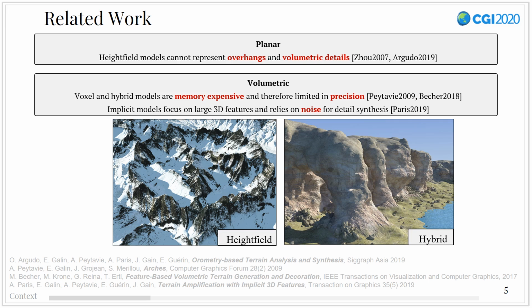Recently, implicit models have been introduced for modeling large 3D terrains with features such as karsts, sea caves, and hoodoos. While this model can theoretically reproduce highly precise geometry at a low memory expense, existing work only relies on noise for the mesoscale and microscale details. In this paper, we extend this implicit model and introduce new primitives and operators for mesoscale and microscale features.